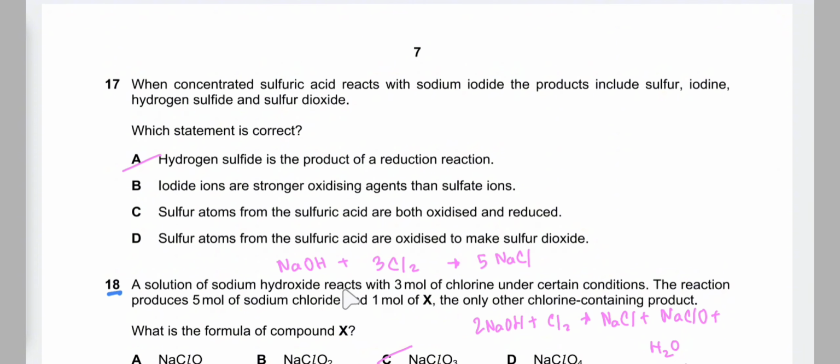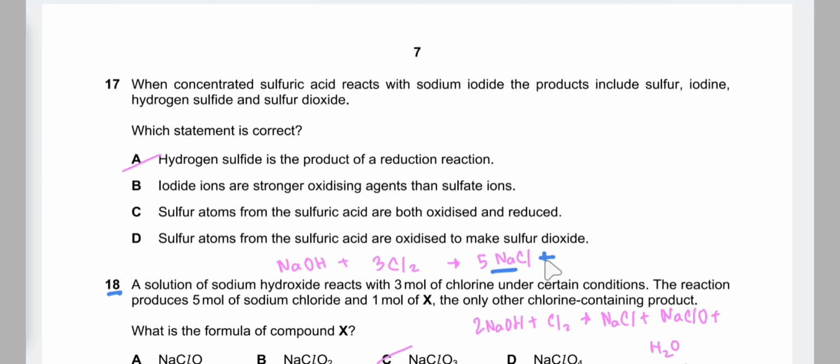Question number 18. A solution of sodium hydroxide reacts with 3 moles of chlorine gas under certain conditions. The reaction produces 5 moles of sodium chloride and 1 mole of X, the only other chlorine-containing product. What is the formula of X?